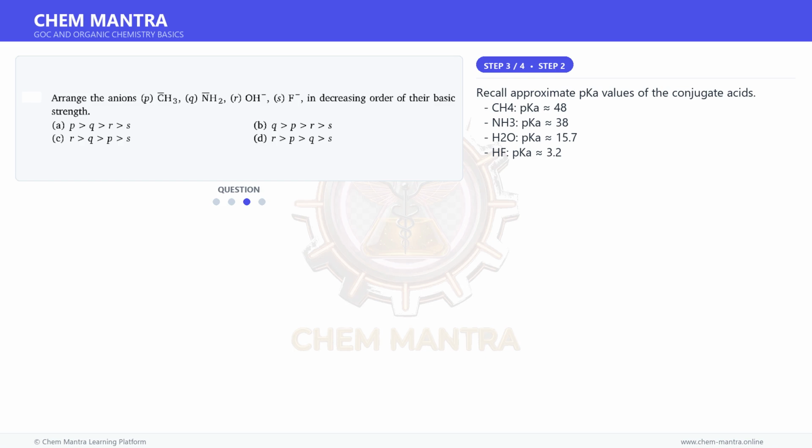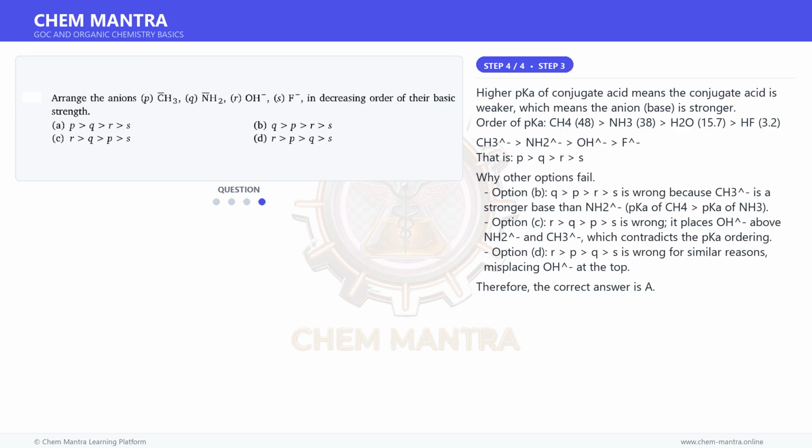Moving on to the next step. Recall approximate pKa values of the conjugate acids. CH4, pKa 48. NH3, pKa 38. H2O, pKa 15.7. HF, pKa 3.2.